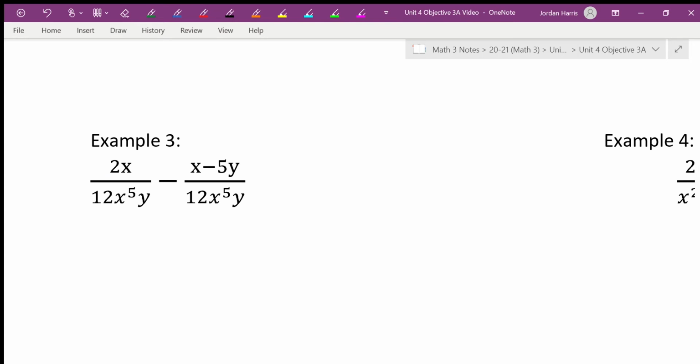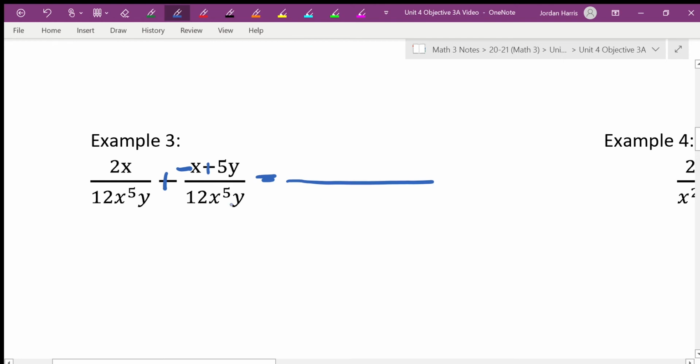Okay. Example 3. Subtraction. The easy thing to do with subtraction is change it to plus. To change it to plus, you distribute a negative across the top. So change all the signs on the things on the top. So plus, minus, plus. Change the signs. Then you do the normal steps.